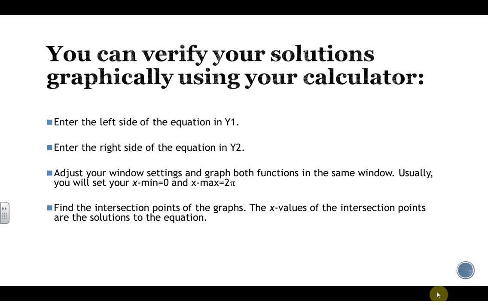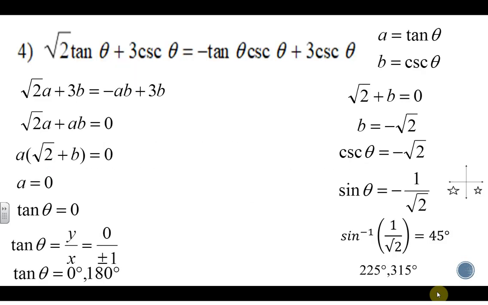Using your graphing calculator. It does take a little bit because you have to fix your windows and yada, yada, yada. But that is an option. You plug in one, you plug in the other, and then just see where they intersect. You can also just plug this in like this with all the stuff, and it'll say true or false. We'll show you how to do that too.